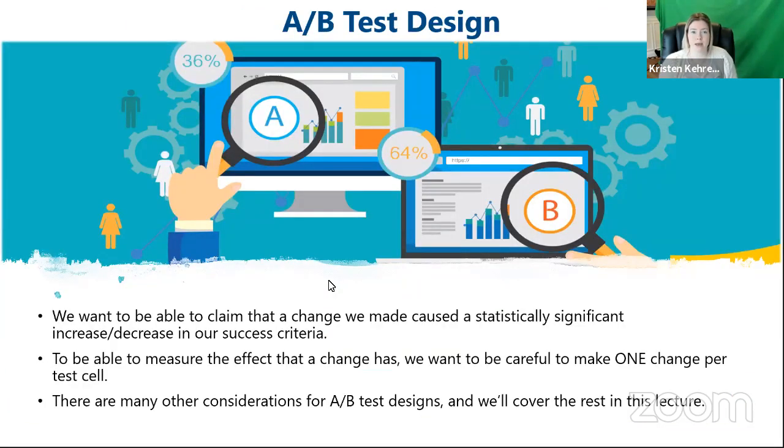Again, the point in A/B testing is that we want to be able to claim that a change we made to a certain variable, whether that's a web page or giving a group of humans a certain experience or drug or any sort of different treatment compared to a control group, has a statistically significant increase or decrease in our success criteria, with a certain amount of certainty. To be able to get at that, we need to make sure that we're only making one change per cell, and that's really insidious.